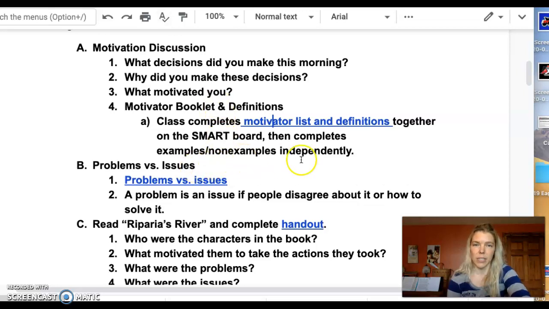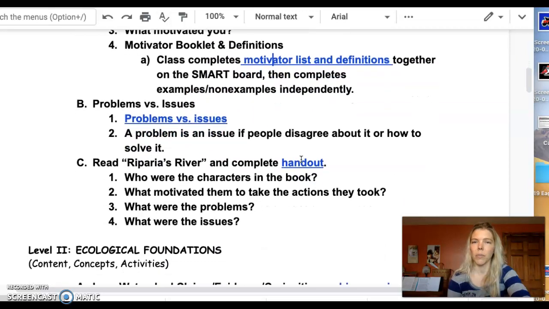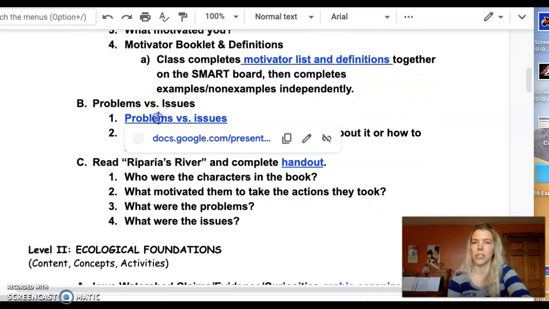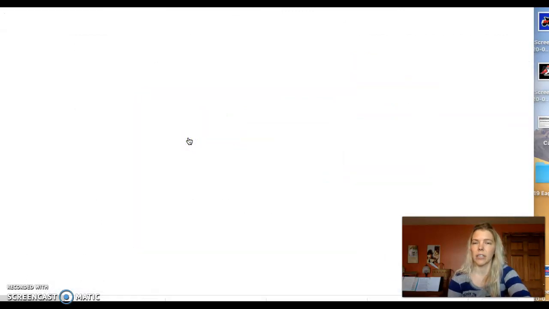So we would have those little discussions together, and then they would come up with their examples and non-examples independently. Then we'd move on to problems versus issues, and I have a little slideshow that I set up for that.